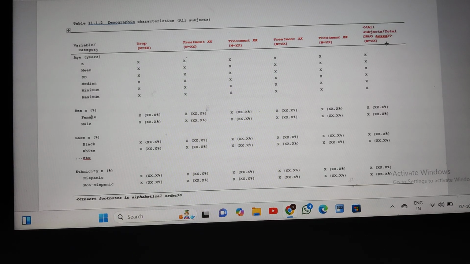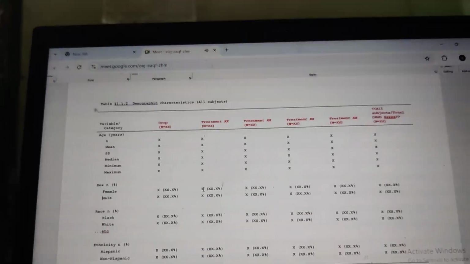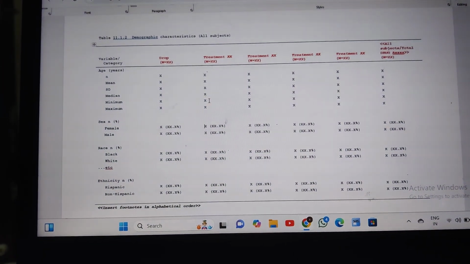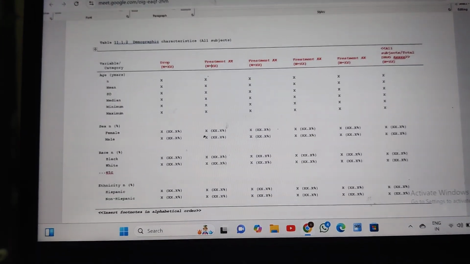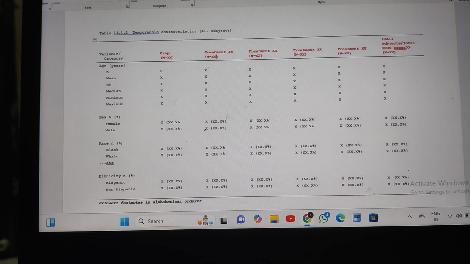So for example, let's assume we have 100 subjects, and randomized to this treatment we have 25. Out of 25, how many subjects were in the male population and how many in the female population? Let's assume 10 are female and 15 are male. So out of 25, this is 10. 10 divided by 25 into 100, what is the percentage? And then here the 15. The respective percentages will come here. And remember, these are floating values.